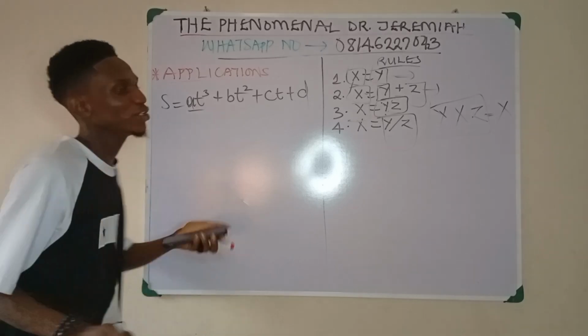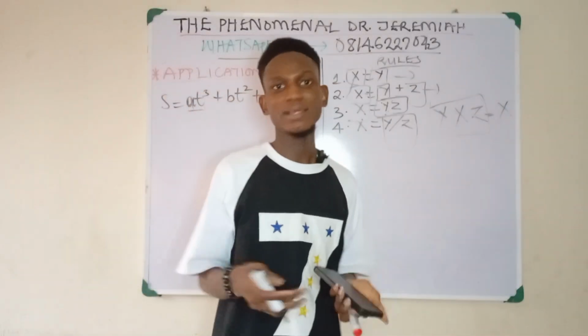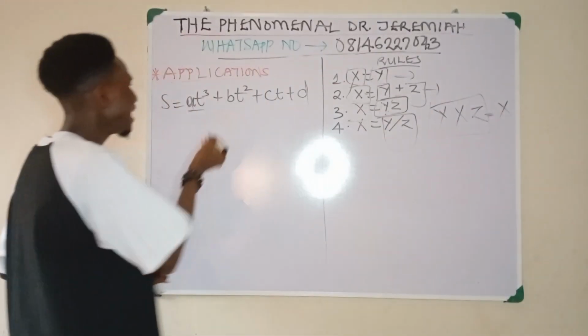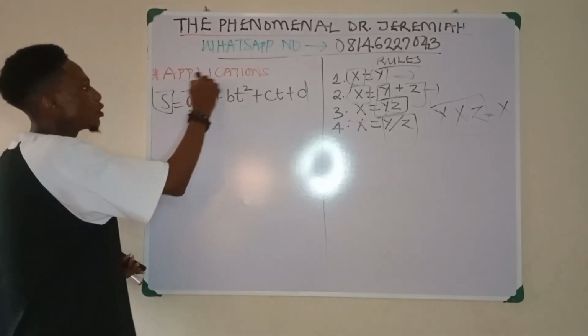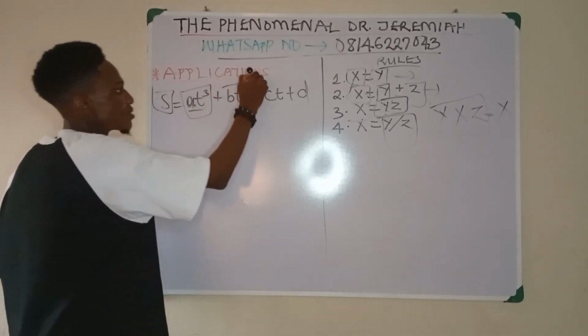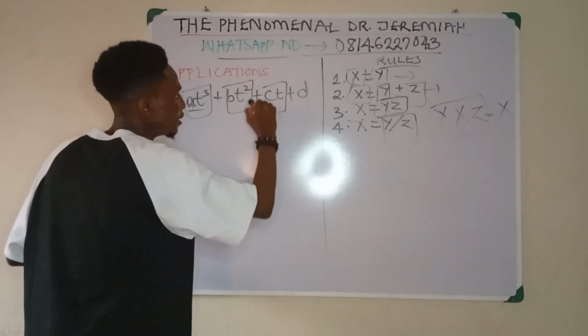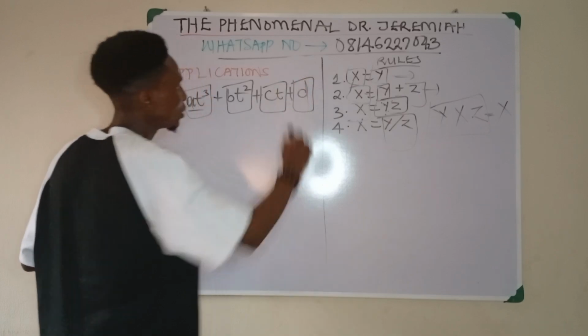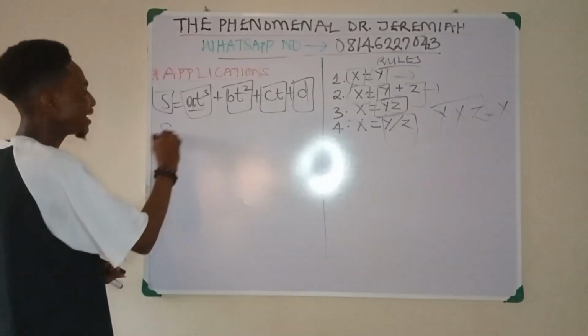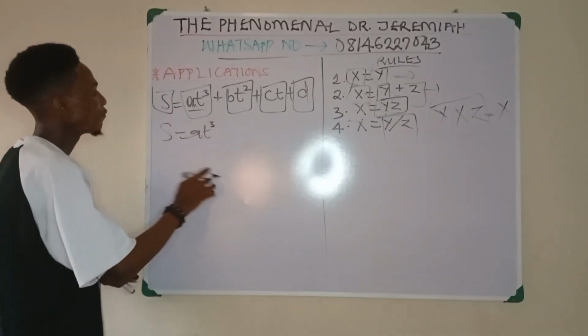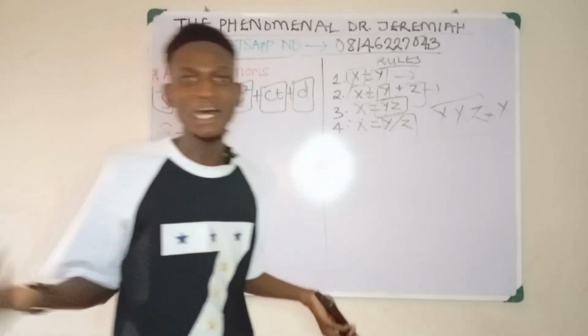Now many of you in the exam will be like, what is this long thing? There's nothing big about it. S equals AT cube because they are all terms. This is also a term, this is also a term, and this is also a term. So it just basically means that S equals AT cube. From there you can find A. No big deal about it.